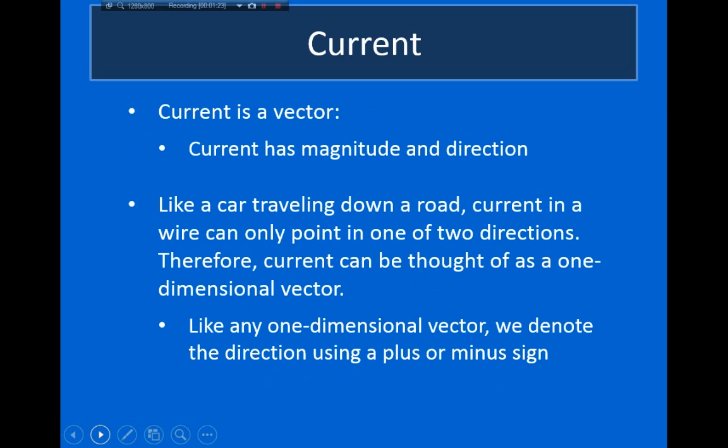Because current has direction, current is actually a vector. However, current is kind of an interesting vector because the current can only flow along the length of the wire, and this means that current can only have two different directions, which means that current is effectively a one-dimensional vector. And like all one-dimensional vectors, we can denote the direction of the current with a plus or a minus sign. So typically when we're working through circuit problems, we'll usually draw arrows along the different lengths of the wire, and that'll denote the positive direction of current flow. And if the current flows in the opposite direction, then we'll denote this with a negative current.